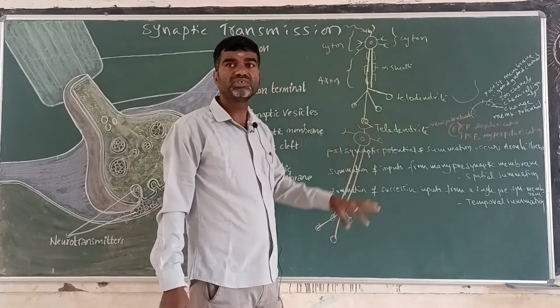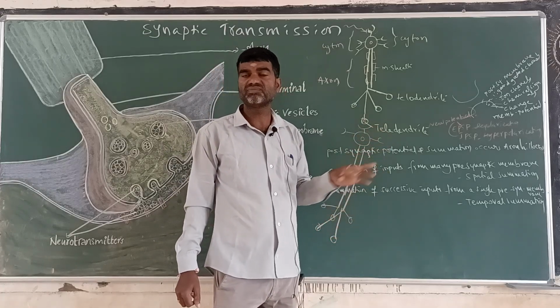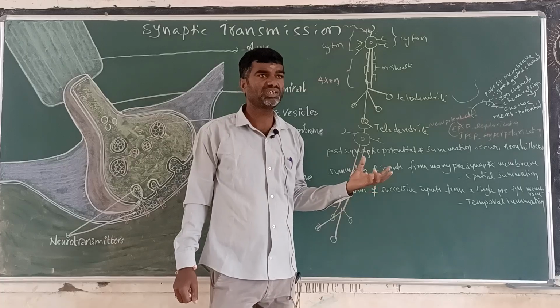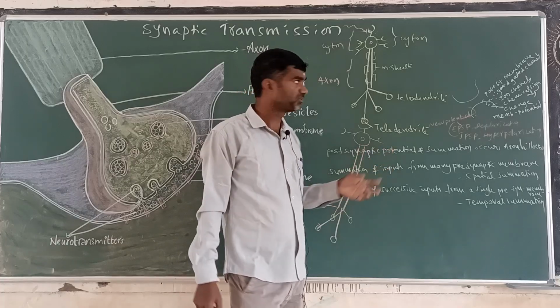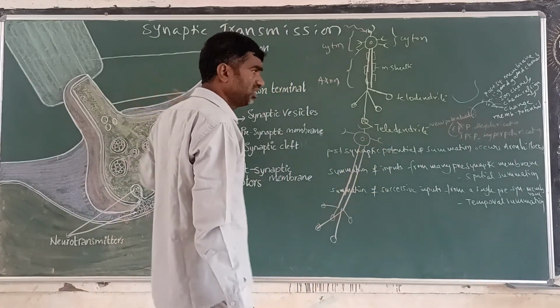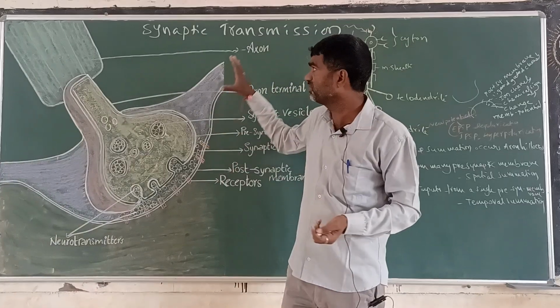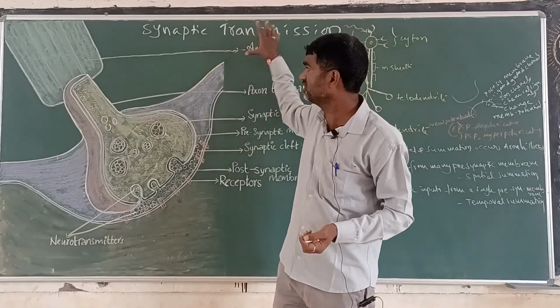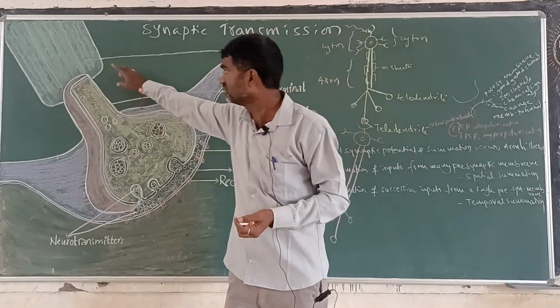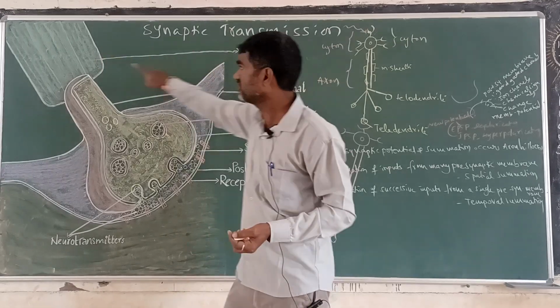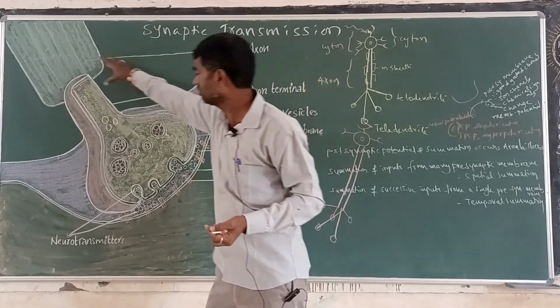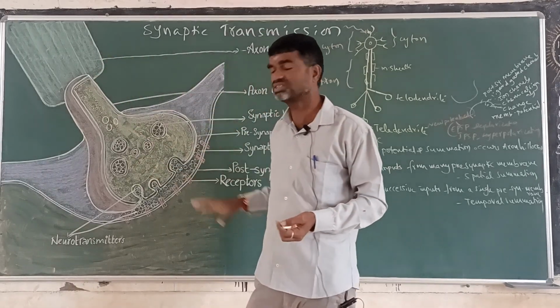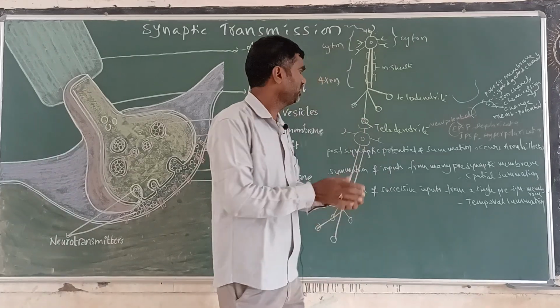So how is it moving? How is it jumping from one neuron to another neuron? Now we will discuss. This is the synaptic end region. This is the axon part, from the axon to the terminal end bulb-like structure.